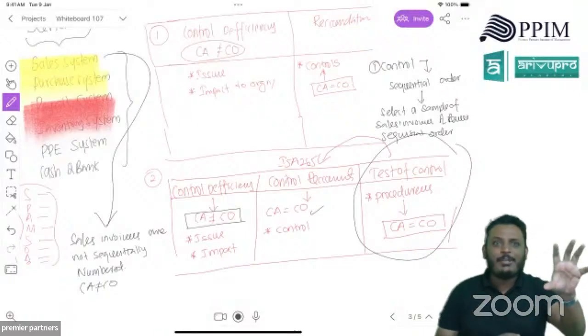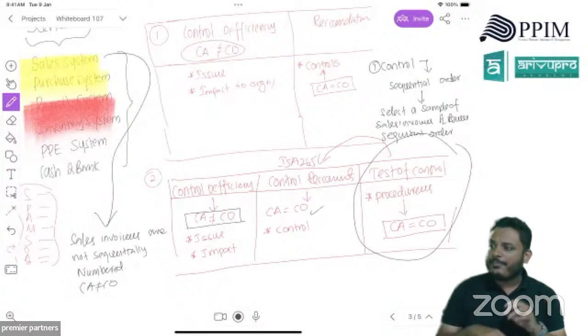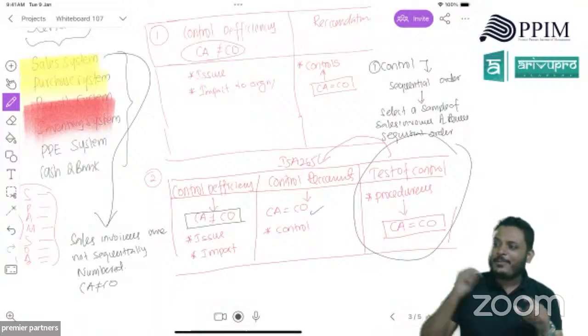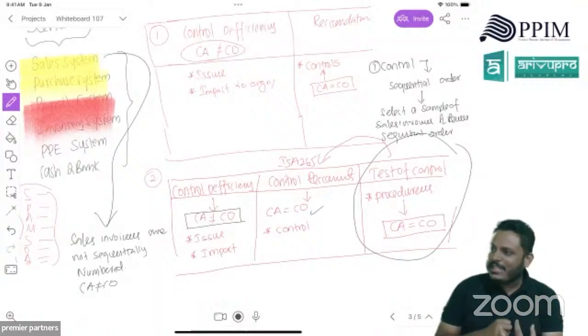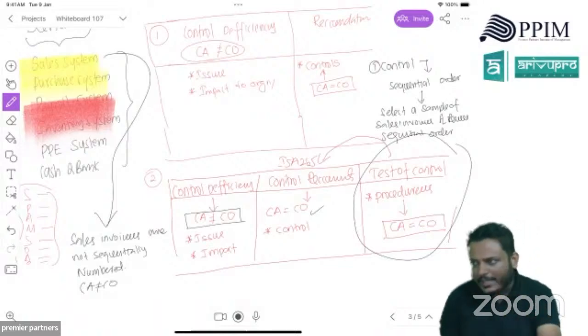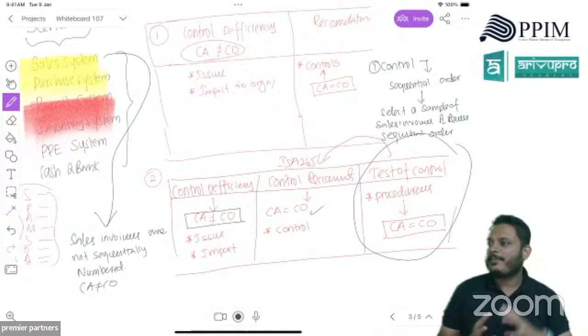Here I am taking a sample of sales invoices. I am not recalculating the discount. If I recalculate the discount, I am testing accuracy, and that is a substantive procedure. I am taking the same sales invoice, but I am inspecting whether it is sequentially prepared or not. Sequential order is a control. Therefore, it is a test of control. So, test of control means control procedures.